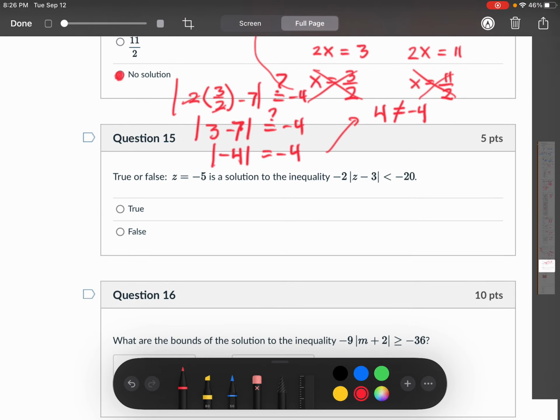All right. By the way, if it's just asking you if this is true or false, you could solve for it if you want to and then figure that out. Or what you could do is just plug in the negative 5, which is what I'm going to do. So I'm going to plug in a negative 5 for this letter Z. Let's see here. Absolute value of negative 8.